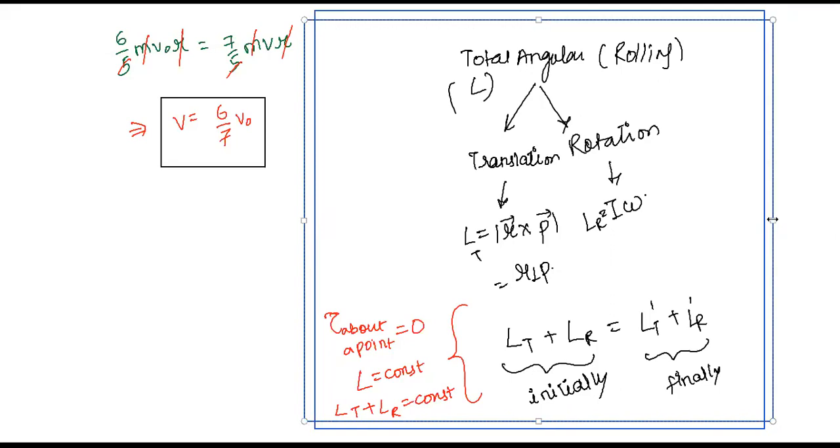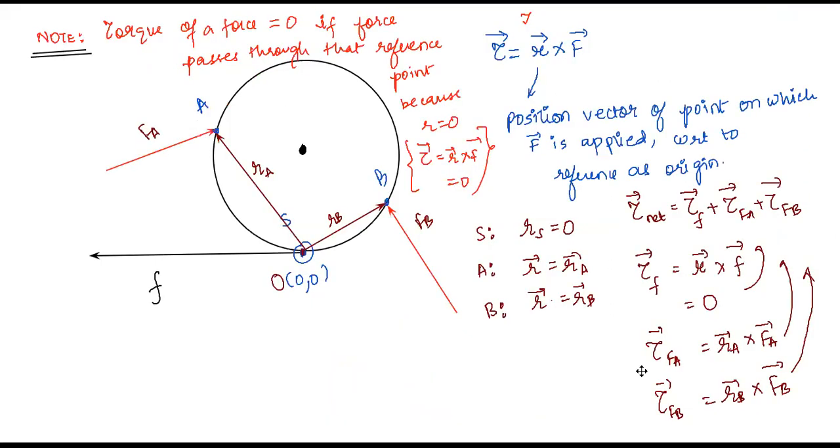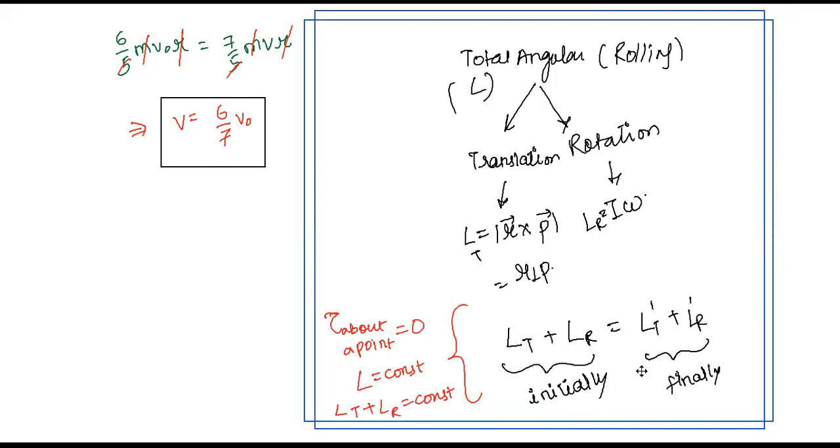Please jot this down with everything. Once written, raise your hand. L T, L R. L translation, L rotation. This was L translation and this was L rotation. Please jot this down and raise your hand once you're done.